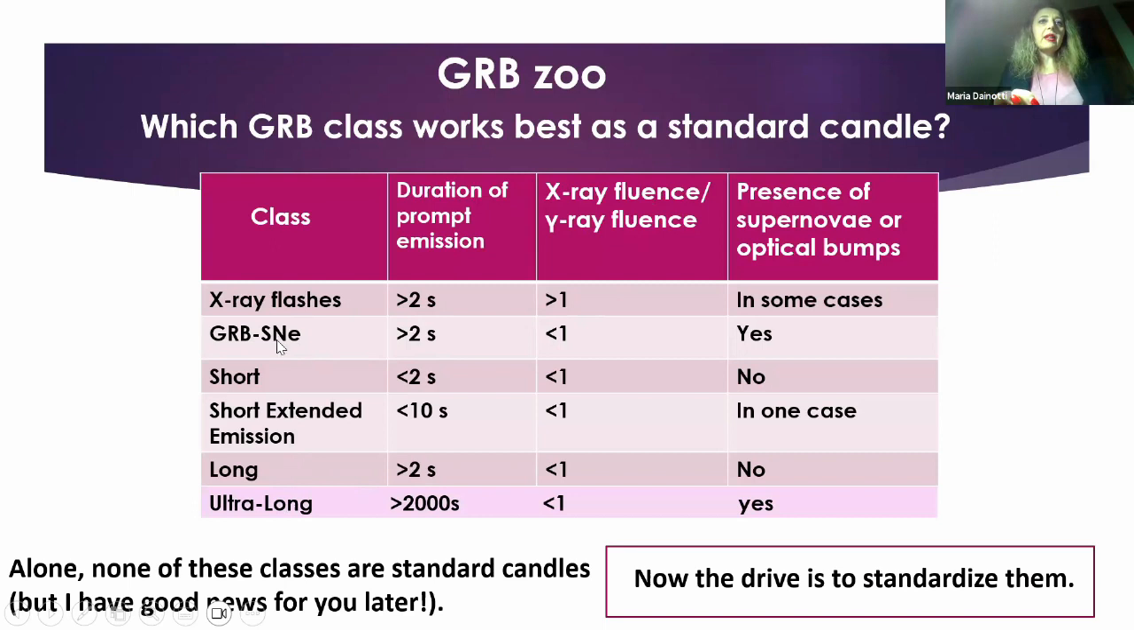The majority of the long GRBs are associated with supernovae, but only if they are observed at a small redshift, supernovae 1bc. However, there is also the short with extended emission classification, in which the duration is less than 10 seconds, but the properties of the spectrum are similar to the short GRB. So it is a mix between short and long. And the debate about the progenitor is open.